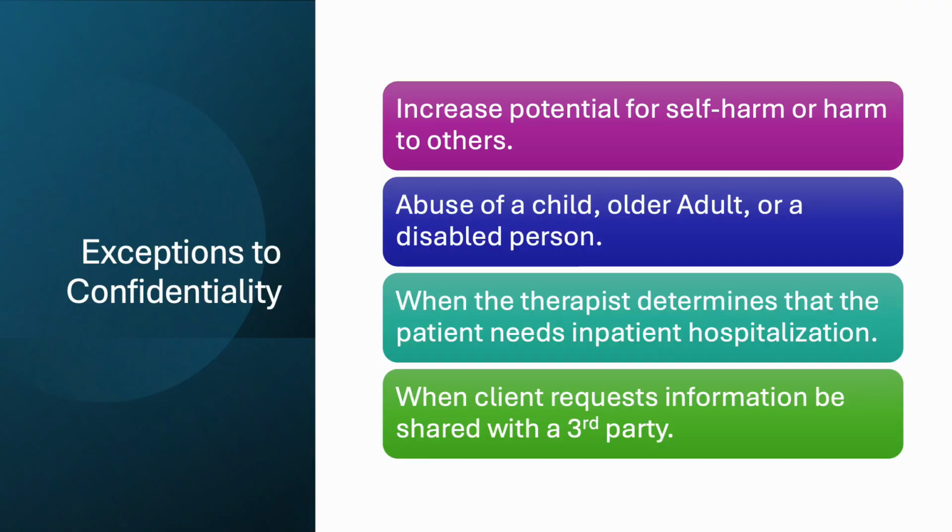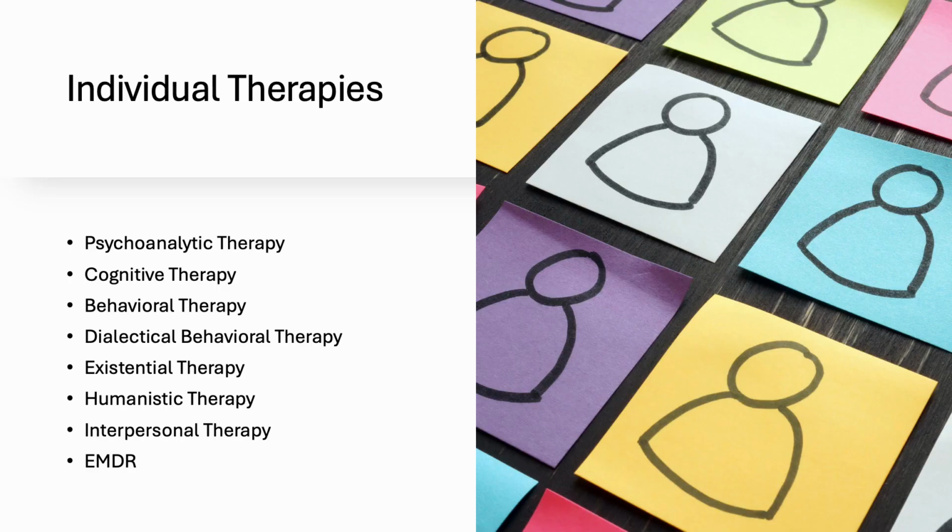Confidentiality may be broken when there's an increased potential for self-harm or harm to others, abuse of a child, older adult, or a disabled person, or when the therapist determines that the patient needs inpatient hospitalization, or when the client requests that information be shared with a third party. The individual therapies that will be discussed are psychoanalytic therapy, cognitive therapy, behavioral, dialectical, existential, humanistic, interpersonal, and EMDR.